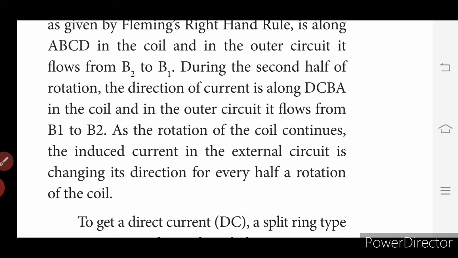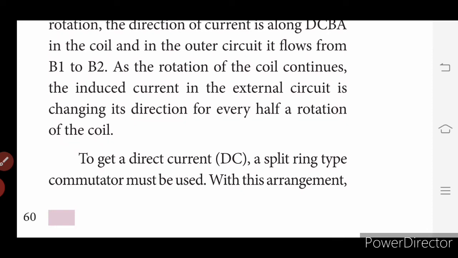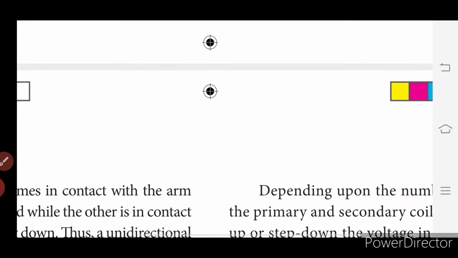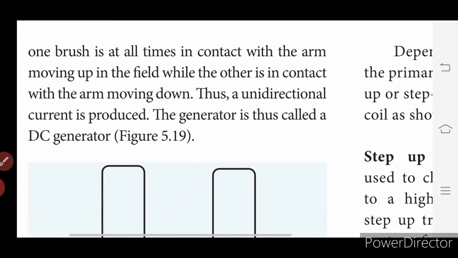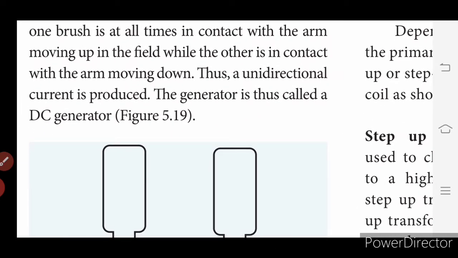As the rotation of the coil continues, the induced current in the external circuit changes its direction for every half rotation of the coil. So to get direct current, that is DC, a split ring type commutator must be used. Always, to reverse the direction of the current, a split ring is used. Commutator, we have already seen this in the motor. With this arrangement, one brush is at all times in contact with the arm moving up in the field, while the other is in contact with the arm moving down. Thus, a unidirectional current is produced.